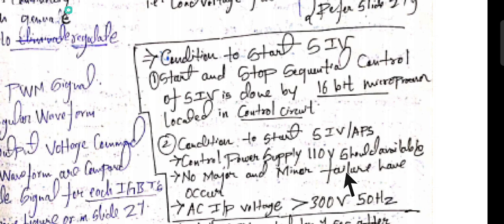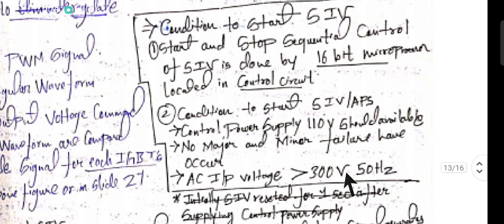So here we have to talk about, as I said, fluctuation: whenever there is fluctuation in the output load power and load voltage, how this fluctuation is controlled through the inverter. We have to talk about that first. And second, we have to talk about the conditions to start the SIV. First, let's get started with the conditions to start the SIV.